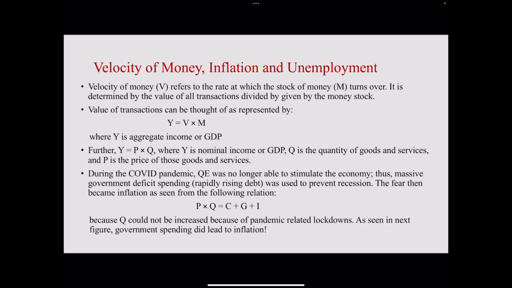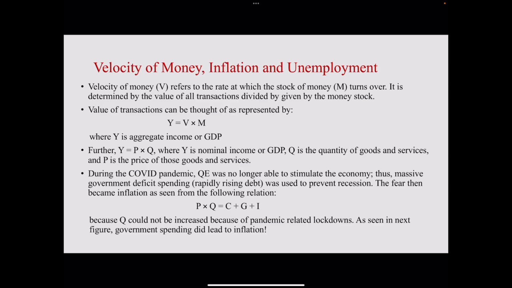So now we come to the velocity of money, inflation, and unemployment. The velocity of money simply refers to the rate at which the stock of money, M, turns over. It is determined by the value of all transactions divided by a given money stock. The value of transactions can be thought of as represented by Y, output, or aggregate income, or gross domestic product, which is equal to V, the velocity of money, times the money stock, or the money supply.